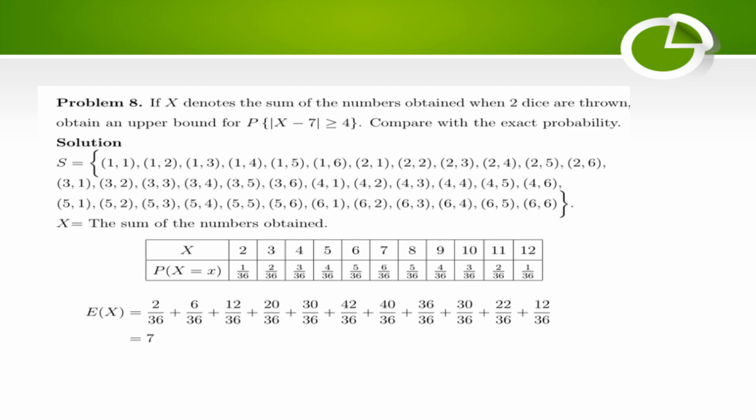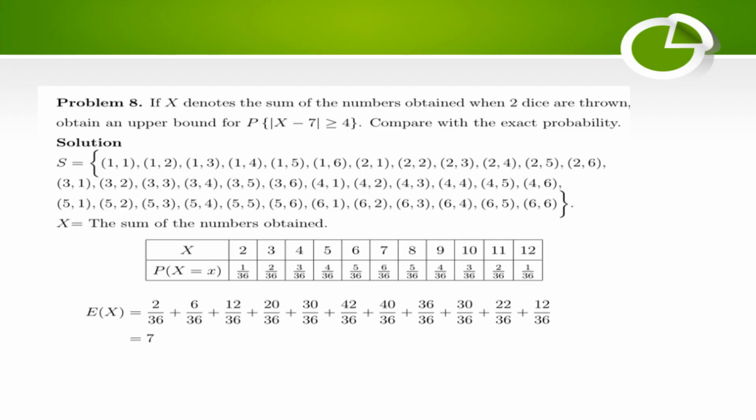Problem 8. If X denotes the sum of the numbers obtained when two dice are thrown, obtain an upper bound for P(|X − 7| ≥ 4). Compare with the exact probability.